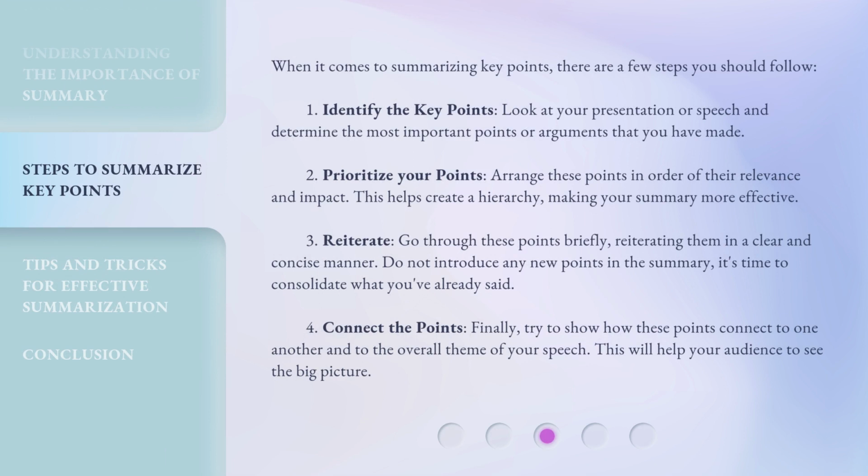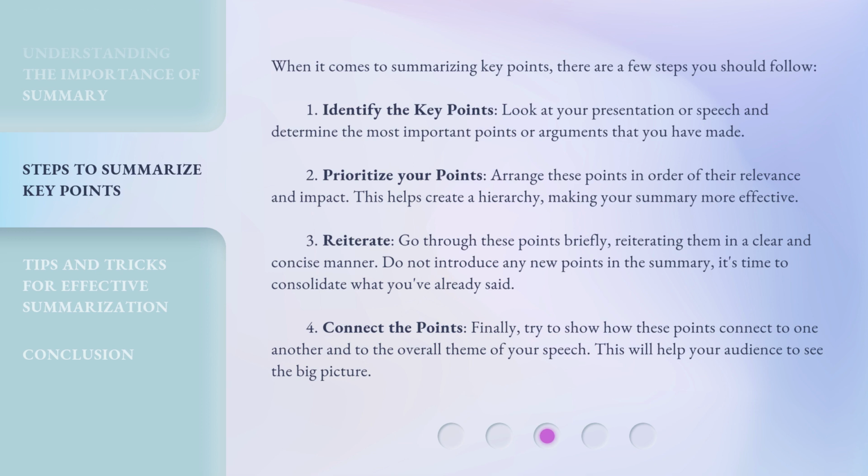When it comes to summarizing key points, there are a few steps you should follow. 1. Identify the key points. Look at your presentation or speech and determine the most important points or arguments that you have made. 2. Prioritize your points. Arrange these points in order of their relevance and impact. This helps create a hierarchy, making your summary more effective.